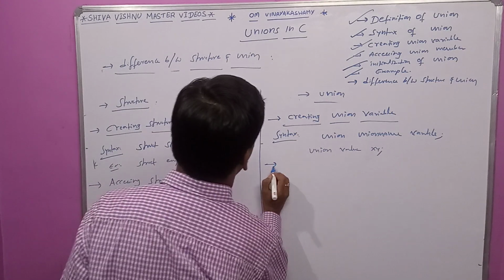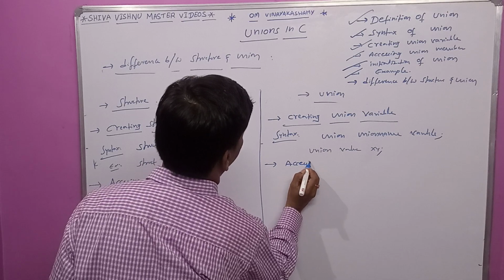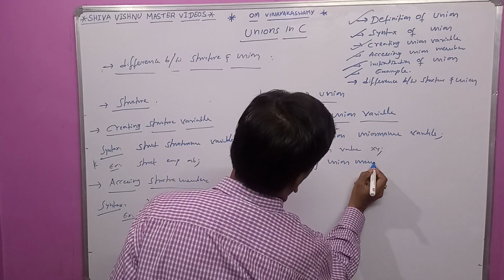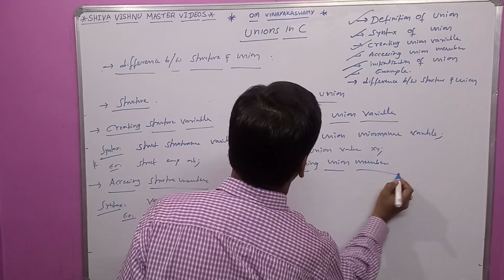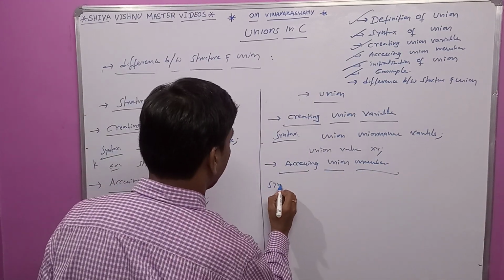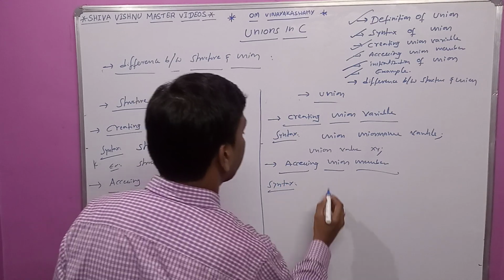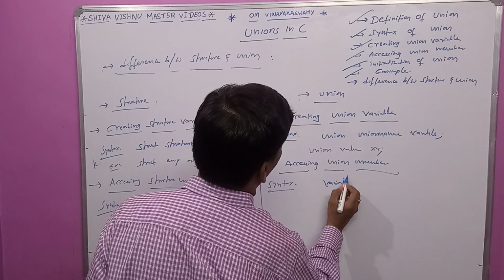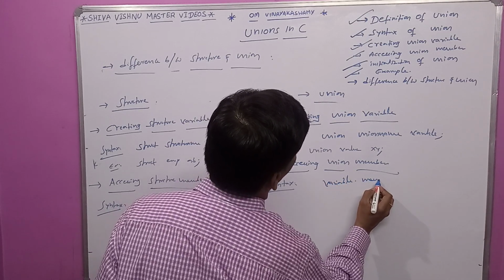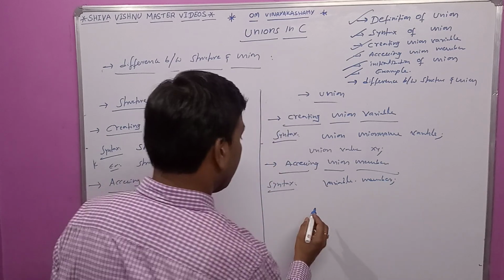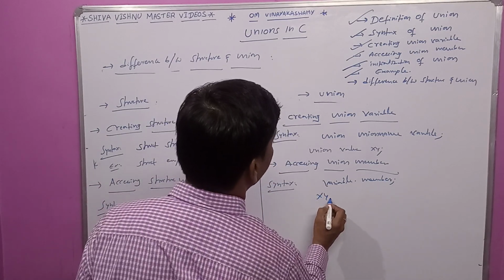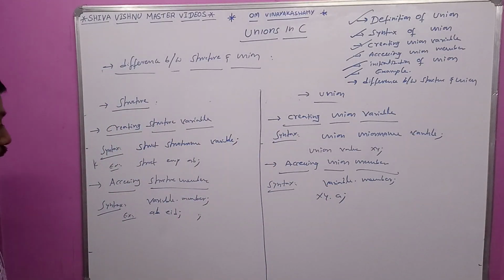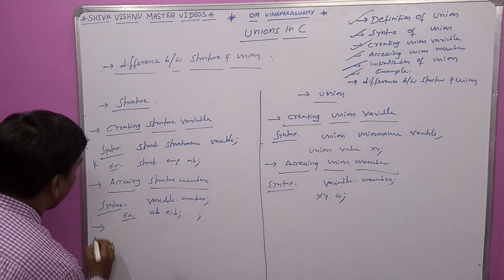Here also, accessing union members. Here also we have the syntax: variable, dot operator, member semicolon. Here you can see the variable xy, dot, member semicolon.